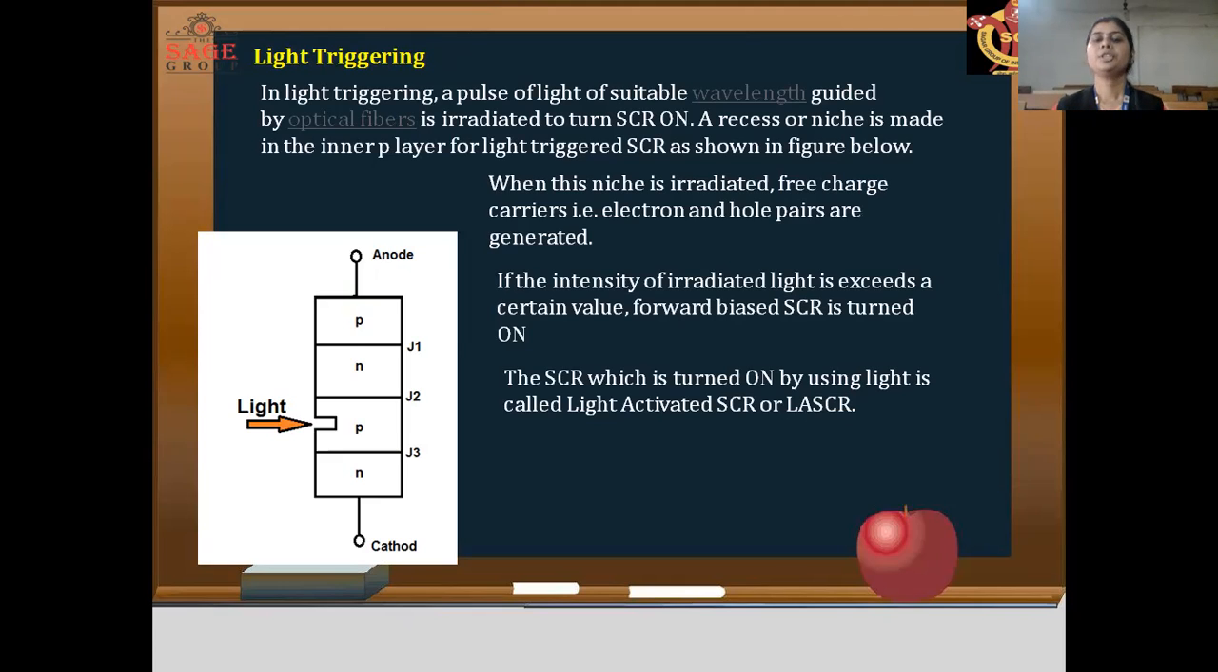Now to finish, these are the different methods: forward voltage triggering, gate triggering, light triggering, dV by dt triggering, and temperature triggering. Thank you everyone.